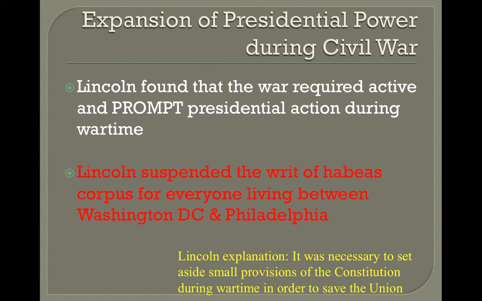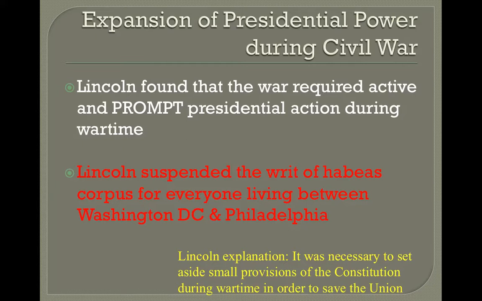All right, so one thing that we have to understand is in a wartime scenario, you almost always have an expansion of presidential power. The president has to be strong during the war. The federal government has to be strong. That's why in the War of 1812, remember the Hartford Convention didn't work out very well because you want the top of the triangle to be strong. Well, when Lincoln was elected in 1860, he found that the war required active and prompt presidential action during wartime. He said, we got to save the Union. Number one goal, save the Union.